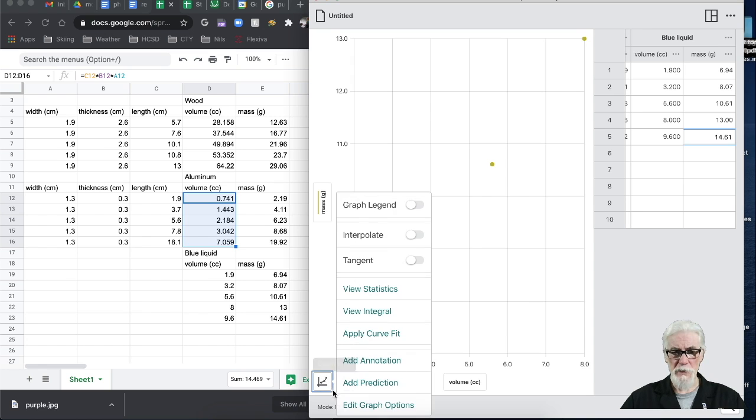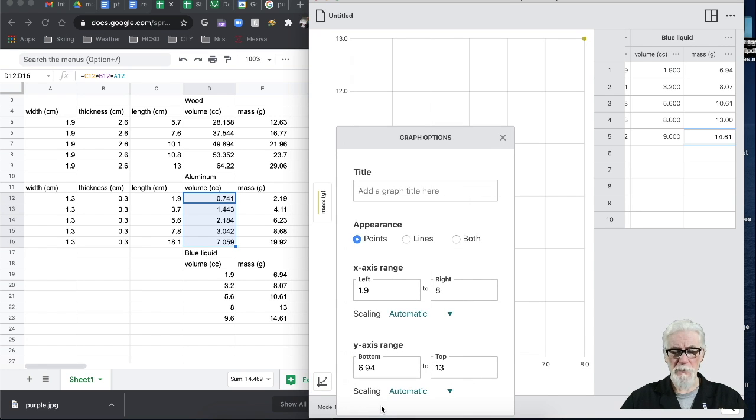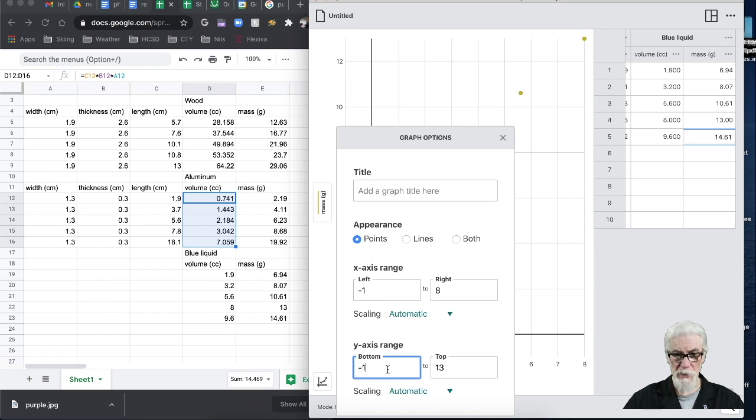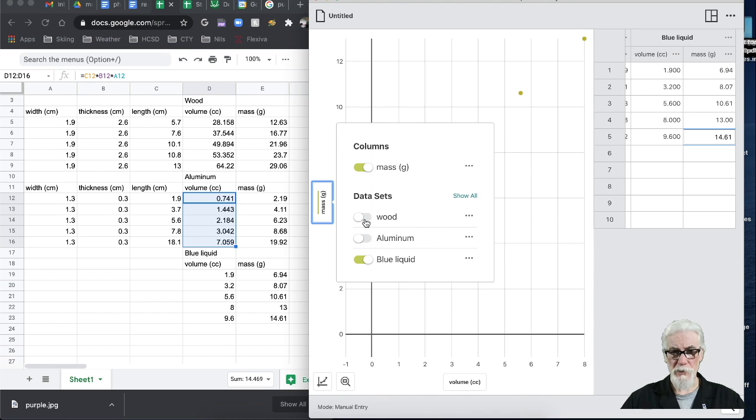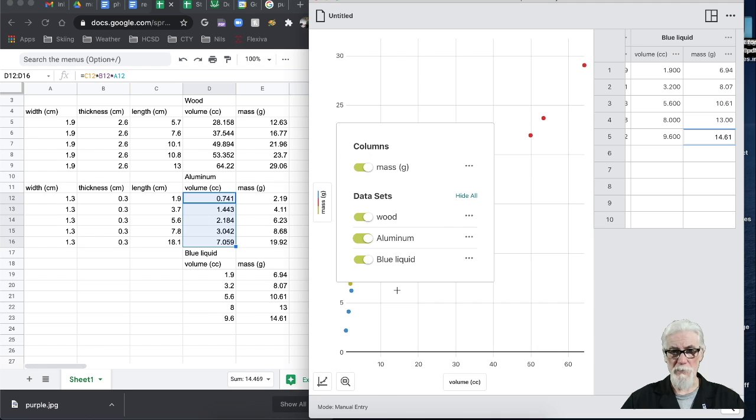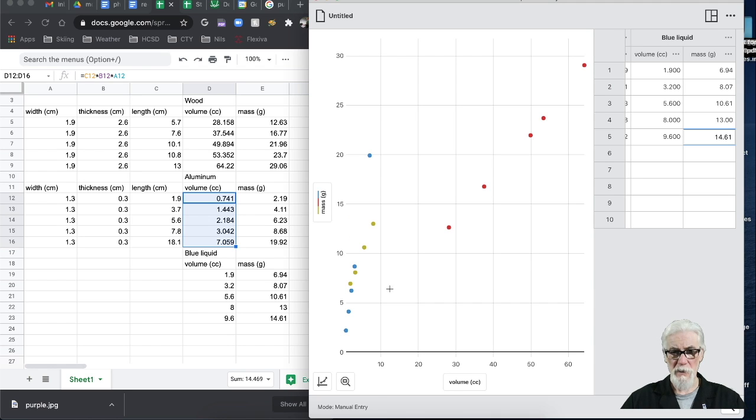Let's change a few things. First of all, let's make our vertical and horizontal axes appear on the graph by making our left axis range, x-axis range, a -1, and our bottom y-axis range also a -1 so that the axes show up. And let's turn on the wood and the aluminum as well as the blue liquid so we have all of our scatter plots on the same graph.